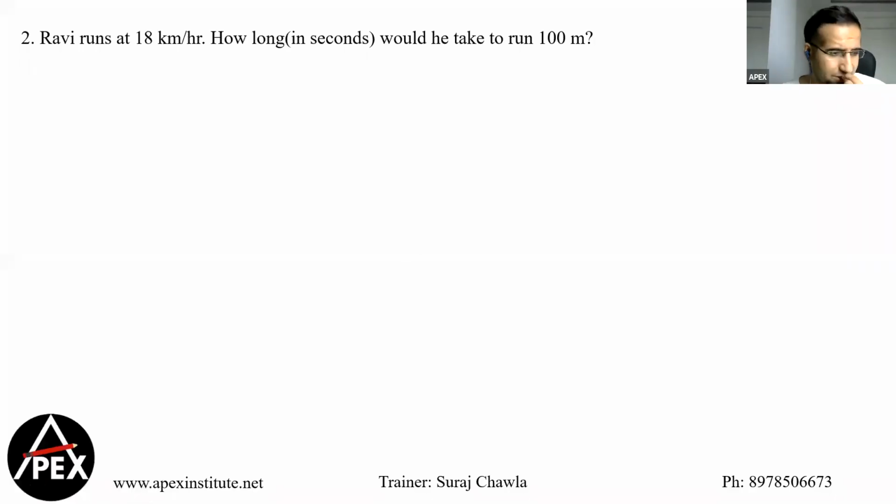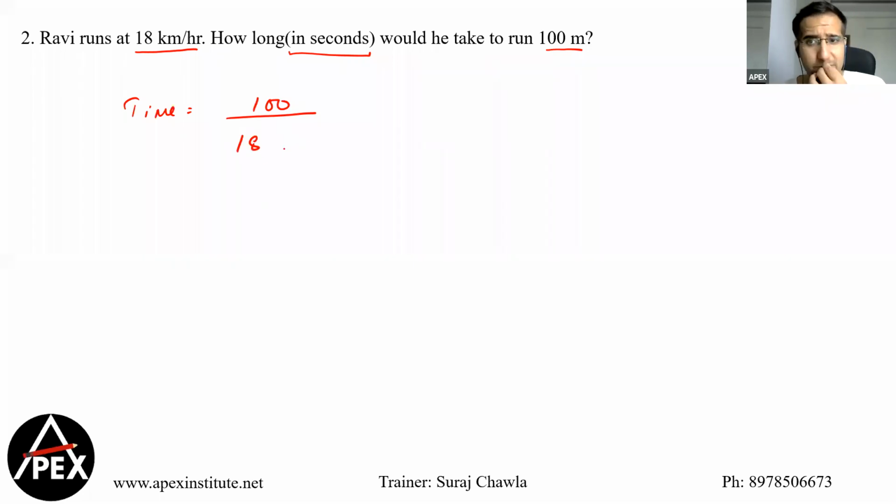Now let's see this, guys. So this question says Ravi runs 18 kilometers an hour. How long in seconds would he take to run 100 meters? So I know that time is equal to distance by speed. And the question is asking us the time in seconds. So therefore the distance should be in meters and the speed should be in meters per second.